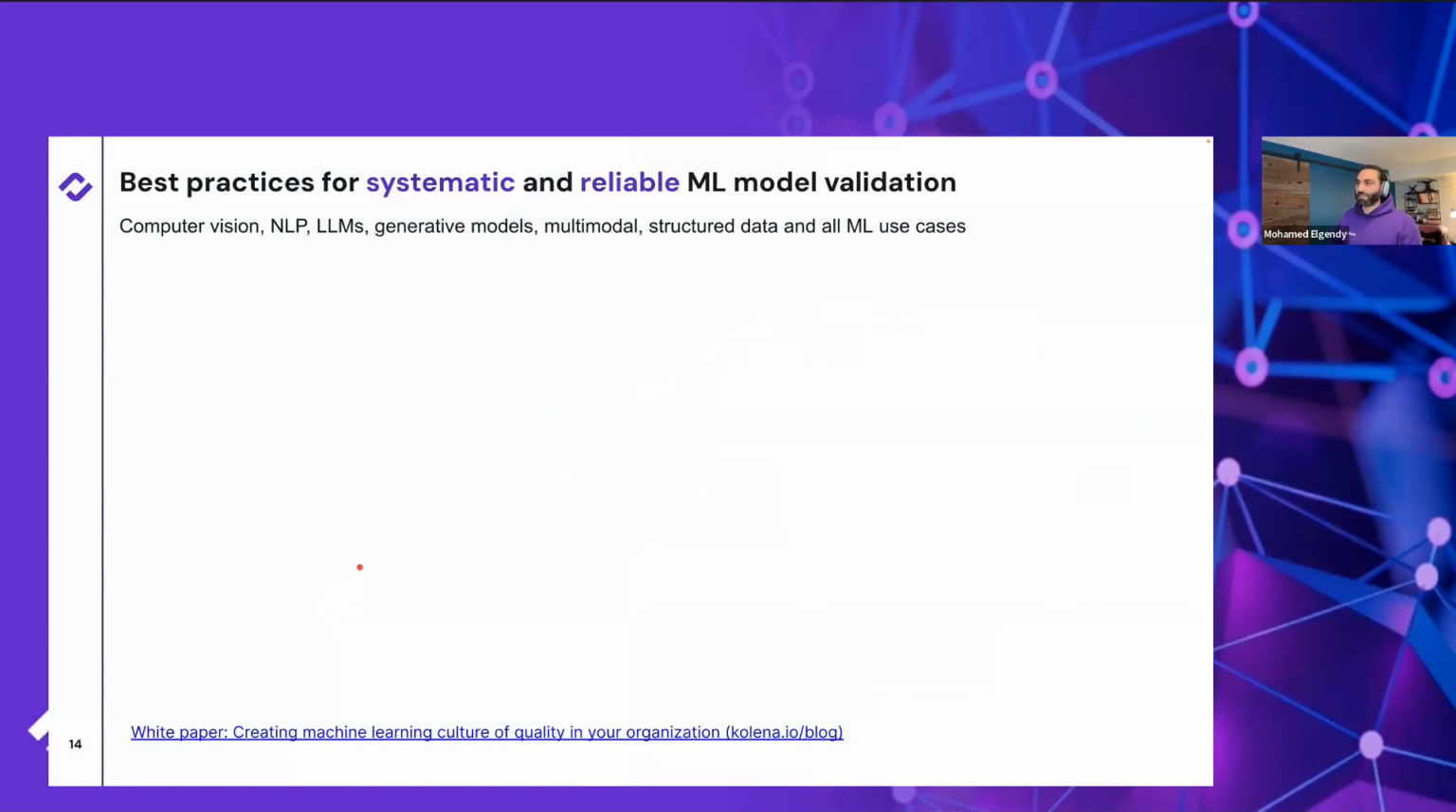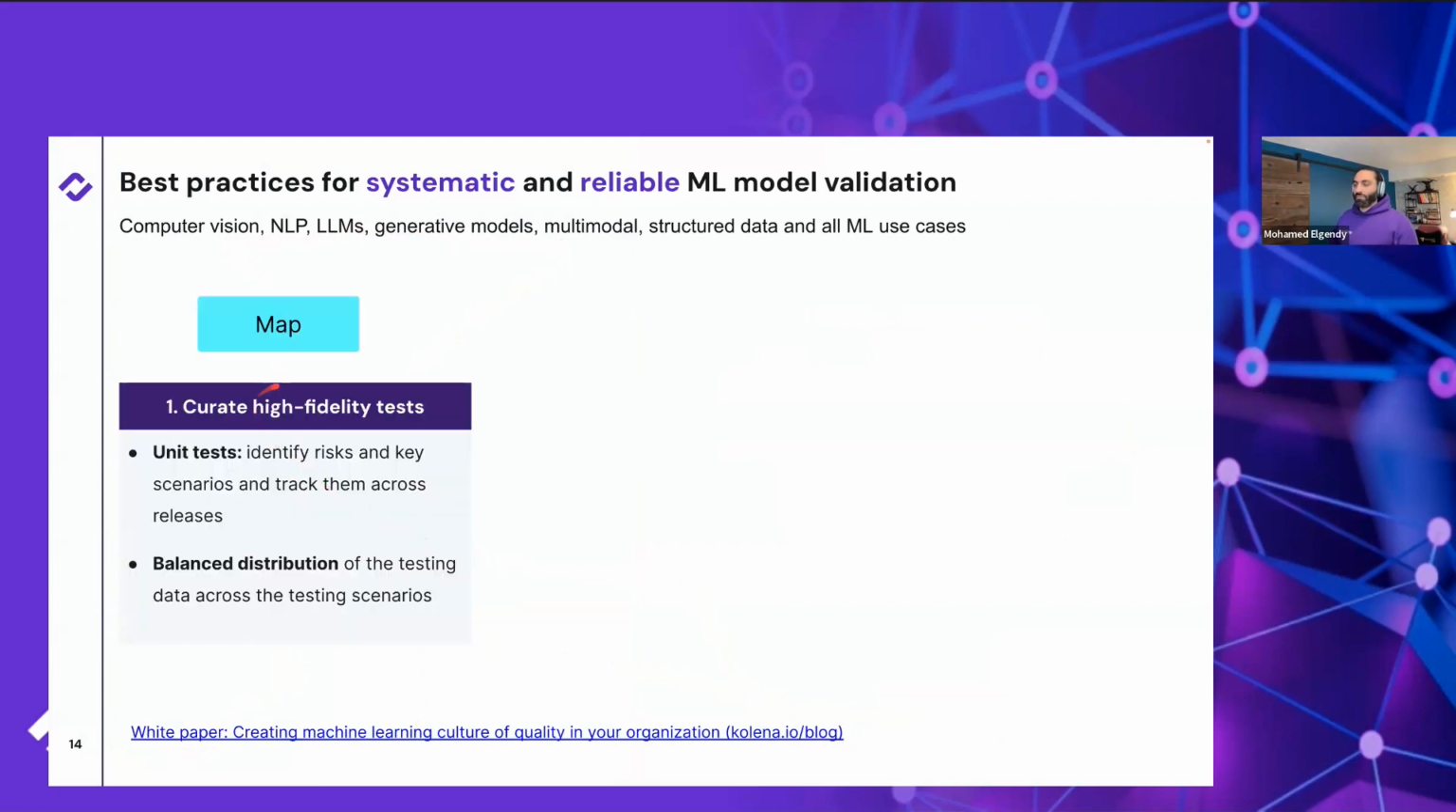We created a best practice for systematic and reliable model validation. This process aligns with that process and works. We have seen it in action for all kinds of machine learning problems: computer vision, LLMs, generative models, structured data, and others. We published a white paper here on how to create a culture of quality in your organization. You can see it at kolena.io/blog.